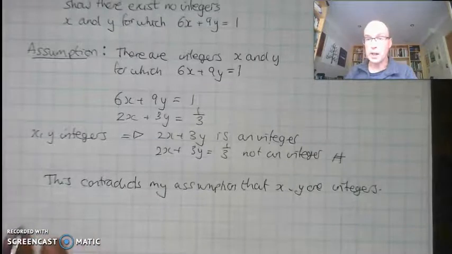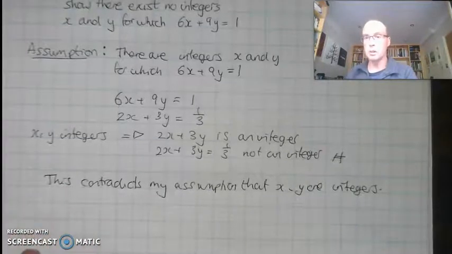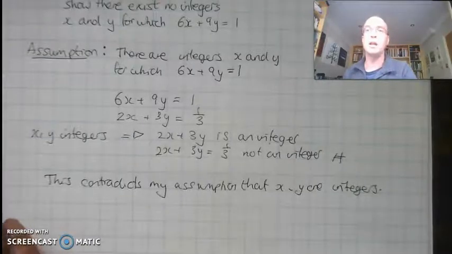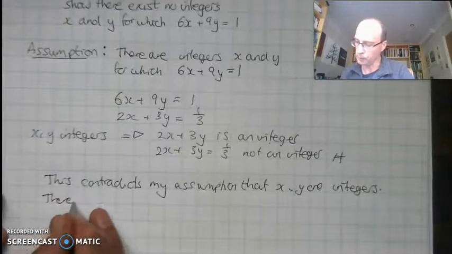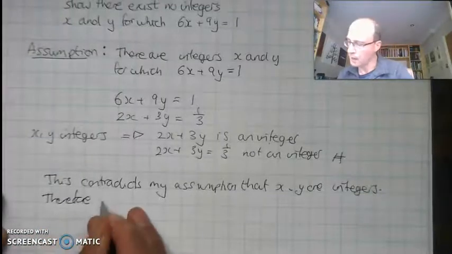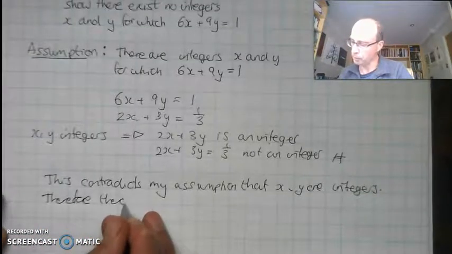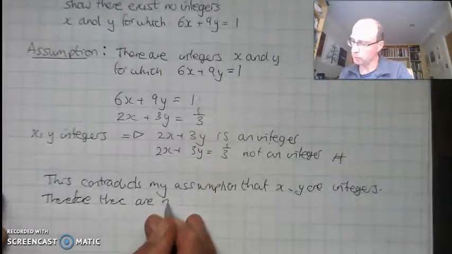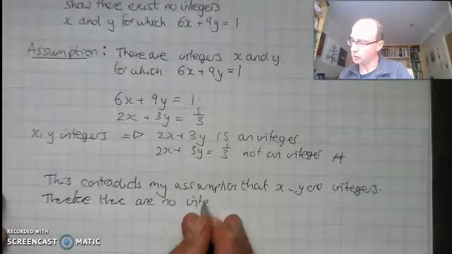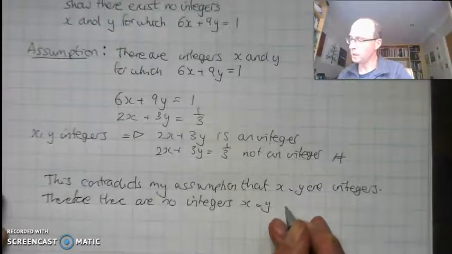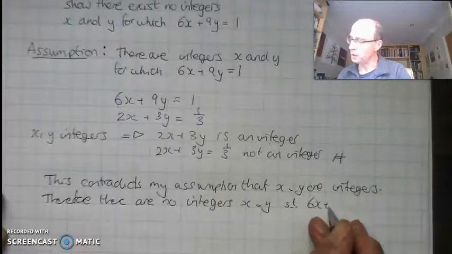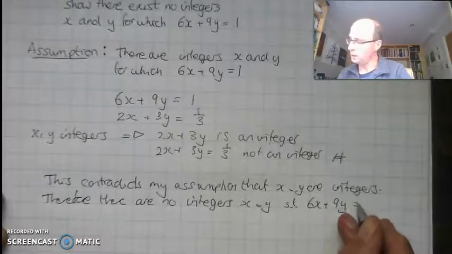So almost there, we've stated the contradiction. The final piece that I need to do for every proof question, not just proof by contradiction, is to state my conclusion. Therefore, there are no integers x and y such that 6x plus 9y is equal to 1.